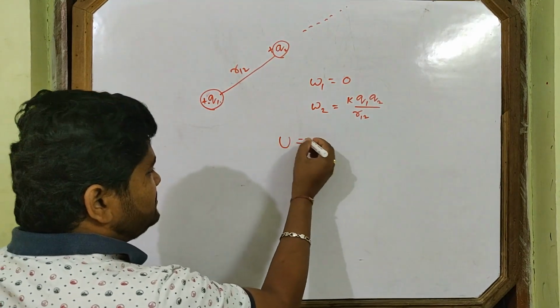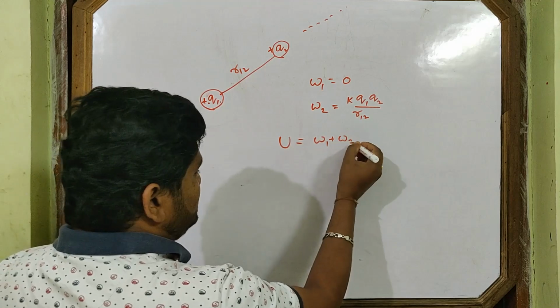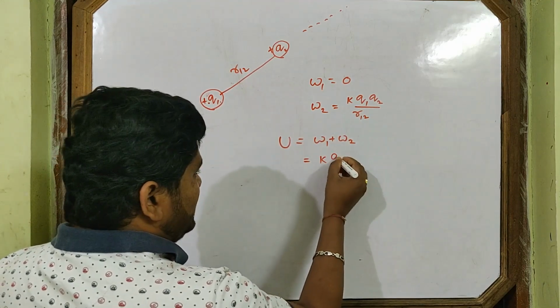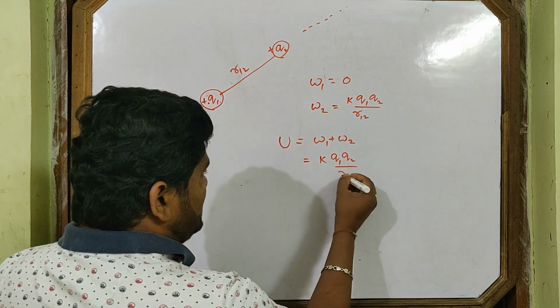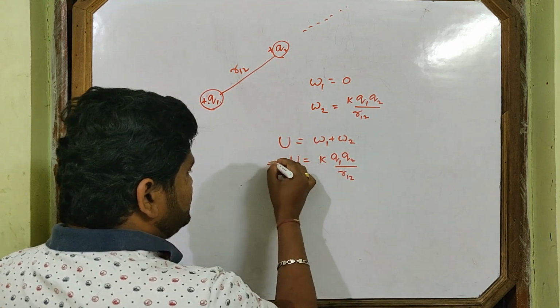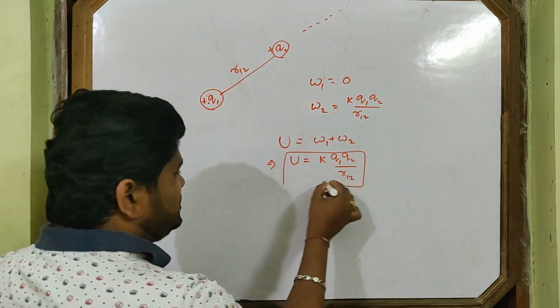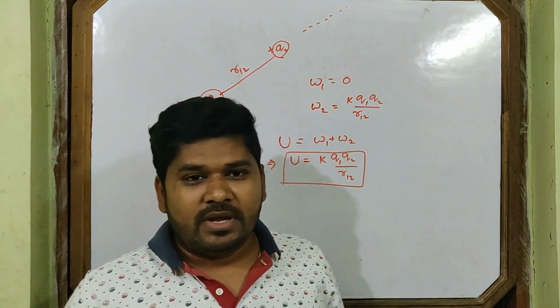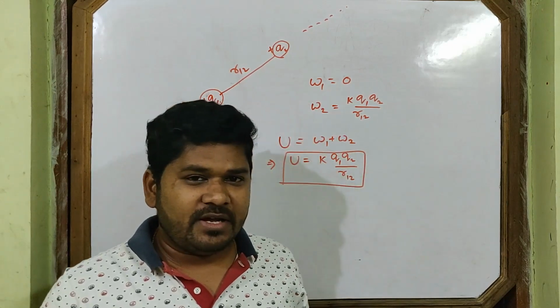Then what is the potential energy of the system? Total work done, W1 plus W2. So this is 0 plus K Q1 Q2 by R12. So this is the potential energy of a two particle system. Have you applied this formula anywhere?